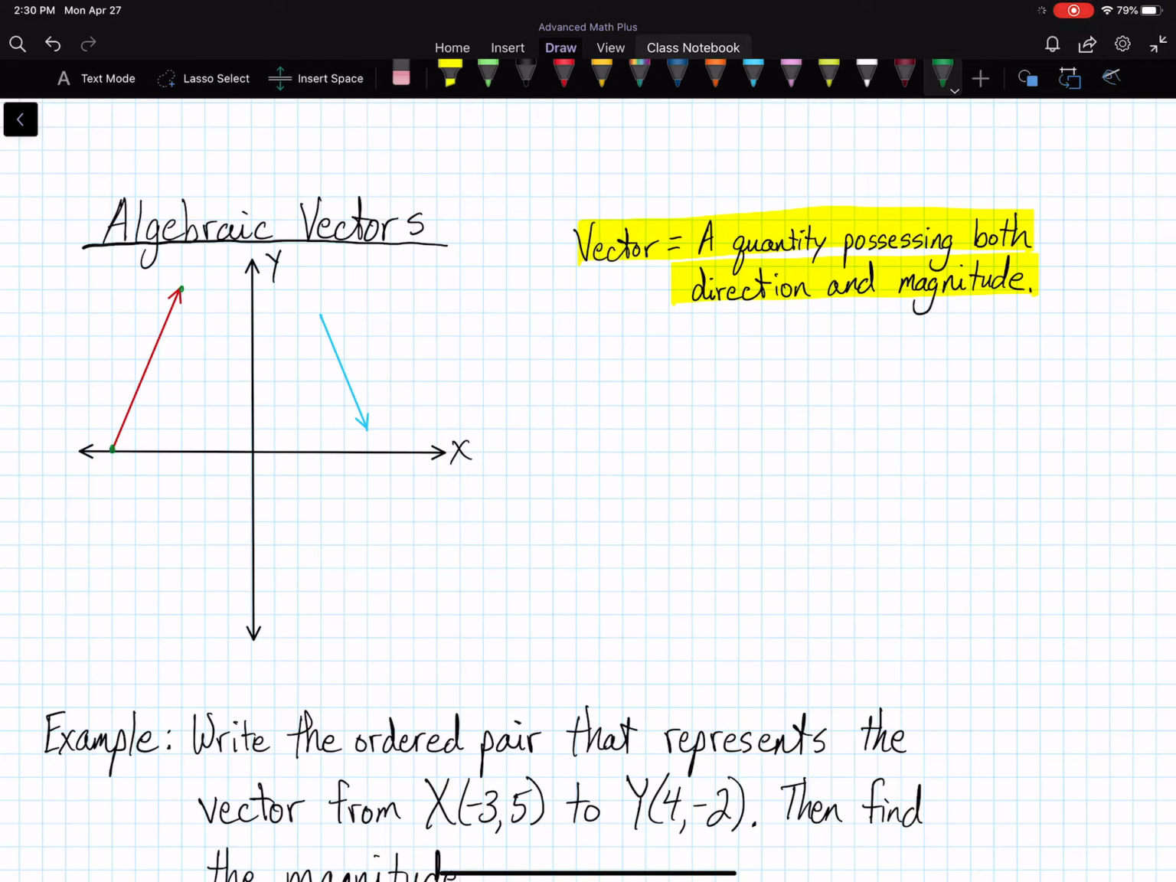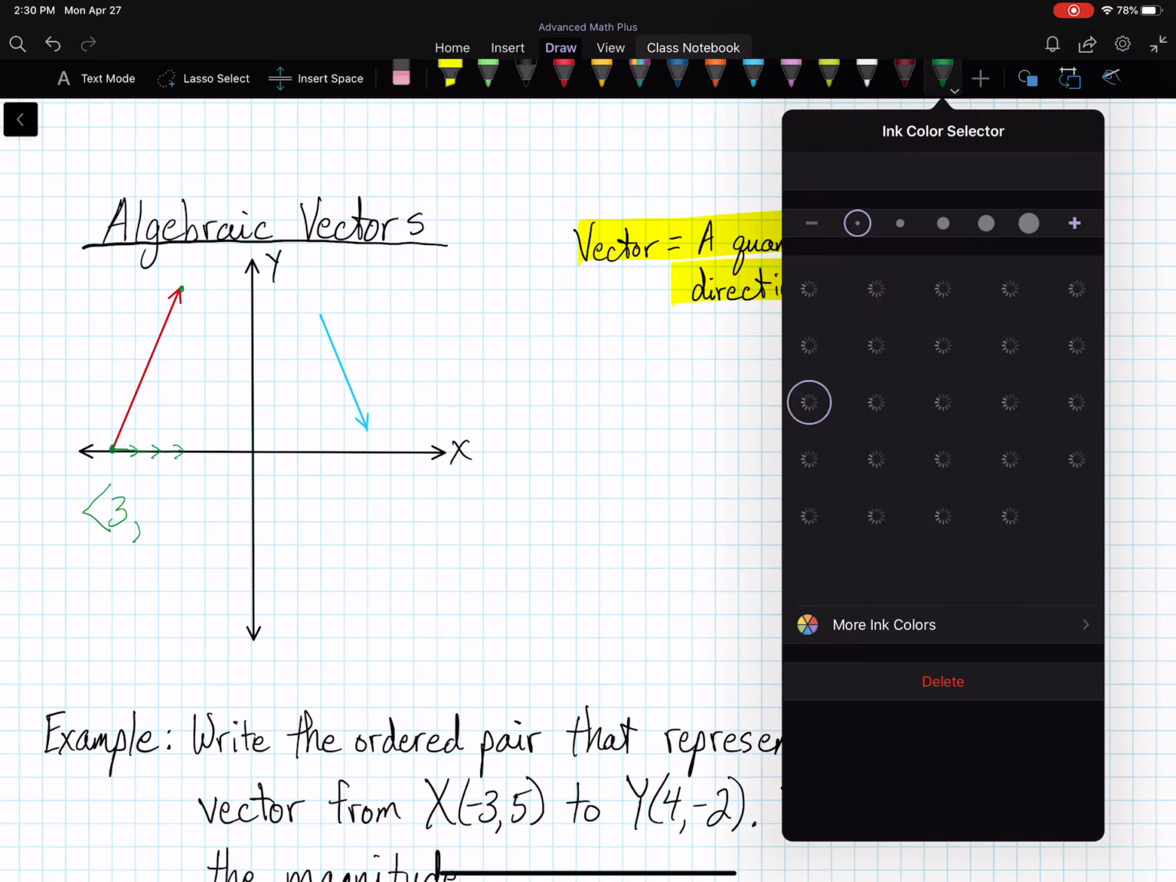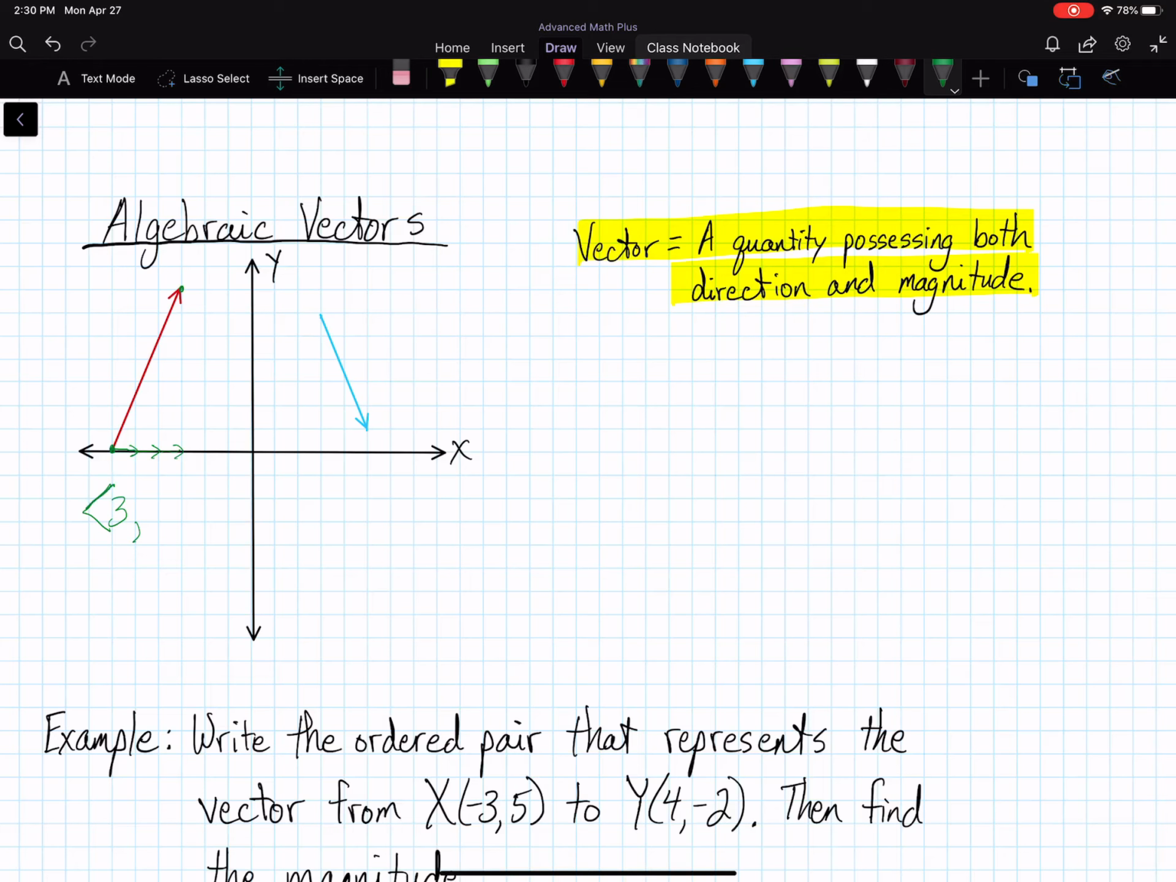And basically you just figure out how far right or left did it go and how far up or down did it go. So this vector would be going 1, 2, 3 to the right. So that's 3. It's a little skinny. There we go. And then it goes up 1, 2, 3, 4, 5, 6, 7 up, and that's 7. And so that is that vector <3, 7>.